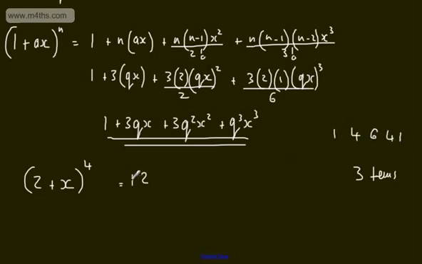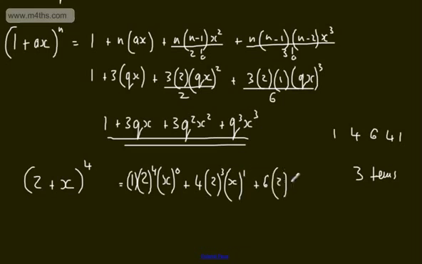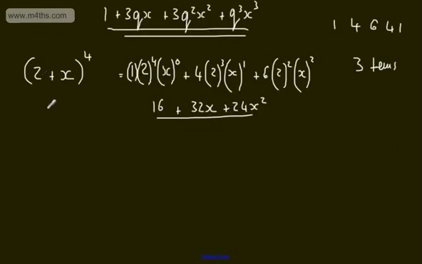So we'd have 1, then 2 to the power of 4, x to the power of 0, plus 4, then 2 to the power of 3, and x to the power of 1, and then plus 6, and then 2 to the power of 2, and then x squared. So if we did this, this is just going to give us 2 to the 4th, which is 16, plus 4 lots of 2 to the power of 3, so that's 4 times 8, which is going to be 32x, and then we get plus 24x squared. So that would be using the method right there. And as you can see, that's a nice straightforward one.